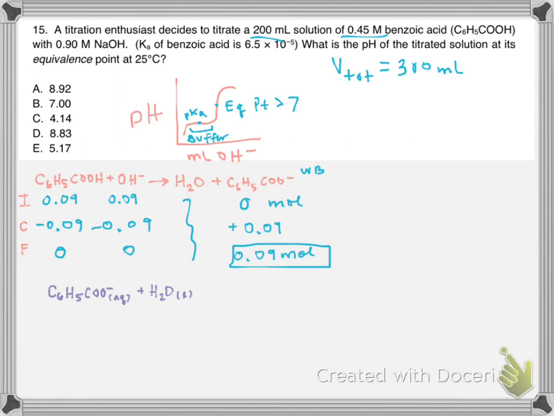So this weak base is going to undergo a base hydrolysis reaction where it takes a proton from water. It's in equilibrium then with its conjugate acid and hydroxide. And so now we have something weak in equilibrium, so we're going to use our old friend, the ICE table.